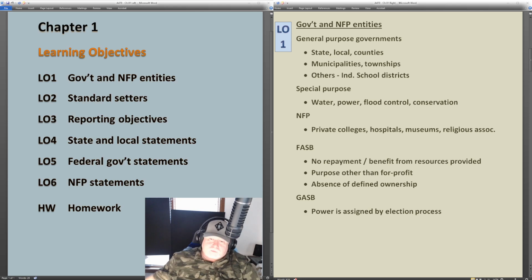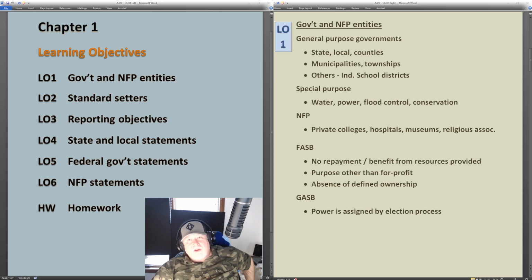Now, GASB, if you haven't heard of the phrase or the name GASB, that's the Governmental Accounting Standards Board, whereas FASB is the Financial Accounting Standards Board. As you can imagine, GASB was created to oversee and set the rules for governmental accounting. FASB is basically saying, how is it different from a for-profit company? GASB doesn't have that same focus. GASB is just saying it is a governmental entity, and how things are decided is in government.